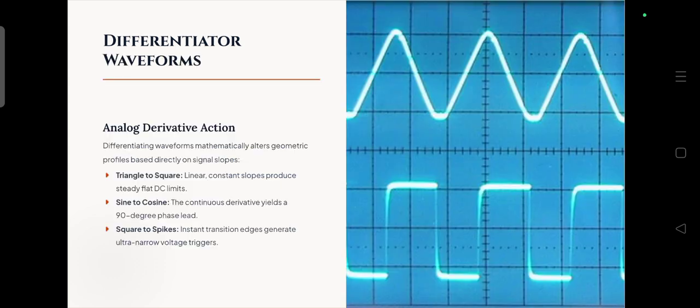And these are the differentiator waveforms: triangular to square, sine to cosine, and square to spikes. First is triangular to square. A linear constant slope produces steady flat DC levels. Then sine to cosine: the continuous derivative yields a 90-degree phase lead.